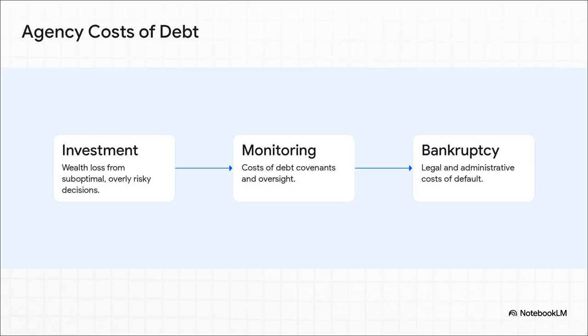And just like before, these agency costs of debt come in 3 flavors. 1, the value you lose just by making these dumb, overly risky investment decisions. 2, all the monitoring costs to try and prevent that behavior. Think of all the restrictive covenants and rules written into debt contracts. And 3, if the gamble fails, you've got the very real, very expensive mess of bankruptcy costs.